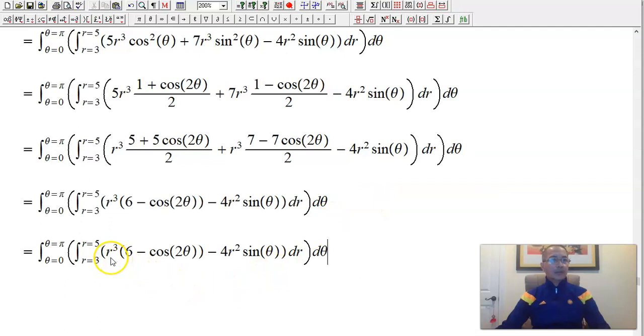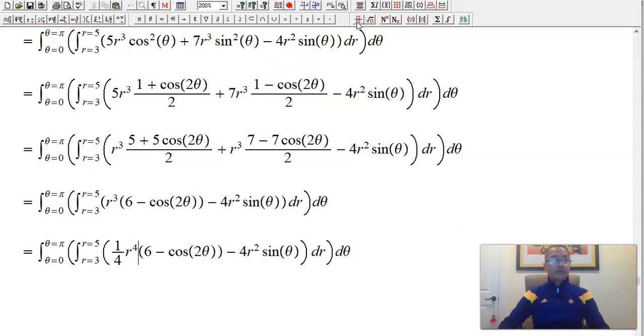So we are going to get 1/4 r to the 4th. And what about r squared? That's going to become r cubed, so it's going to be 4/3 r cubed. Quick check. Yeah, r to the 4th over 4 minus 4r cubed over 3.